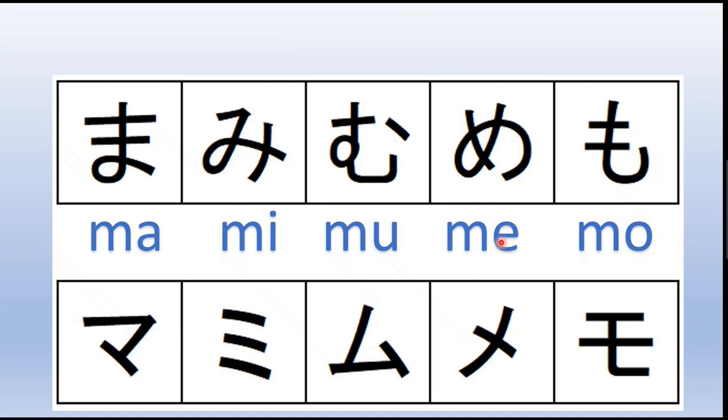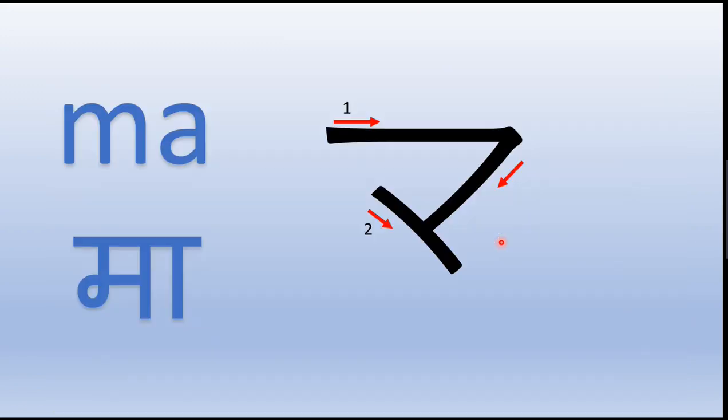Then we have the next line as ma, mi, mu, me, mo. Here we can see again some similarities and some differences. And now we move on to the writing of these five symbols, ma, mi, mu, me, mo, the stroke orders. This is ma. Here we have the first stroke as this horizontal line continuing with this, and then the second stroke like this at the end.